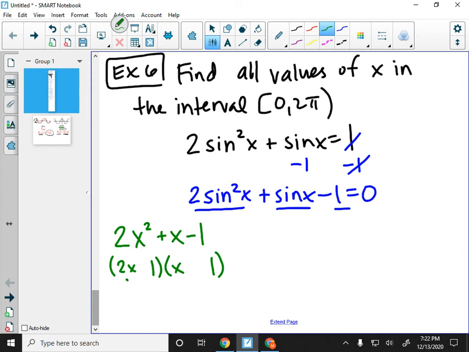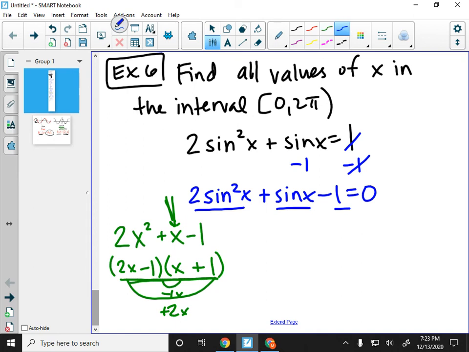If I try to FOIL this out, that will give me a 2x. This will give me a 1x. And one of those needs to be negative, and I want to end up with a positive x right there. So that tells me I want this to be positive, so I have a positive 2x. I want this to be negative, so I have a negative 1x, because 2x minus 1x gives me that 1x in the middle there. Remember this right here, okay?